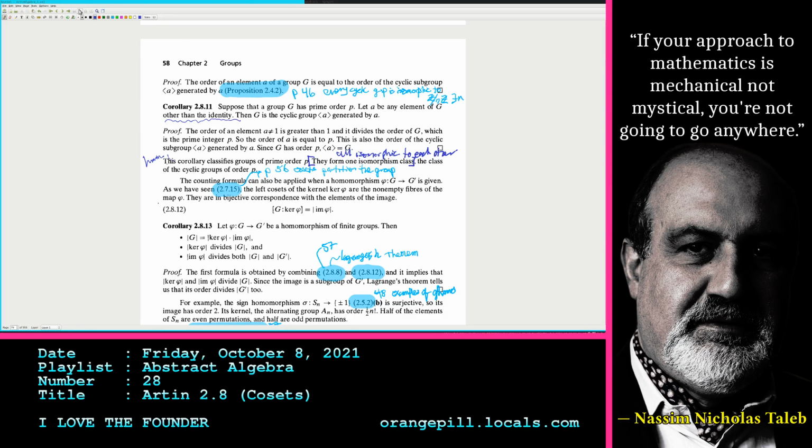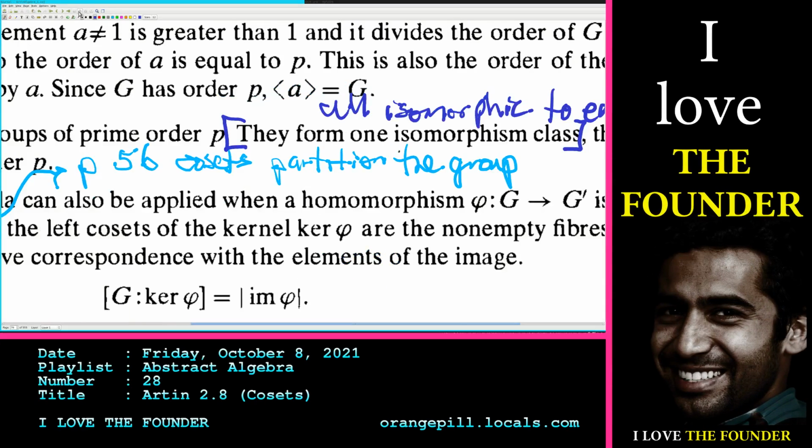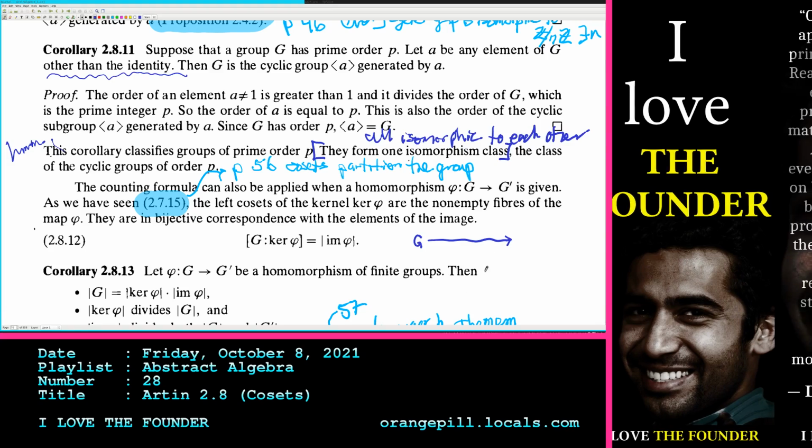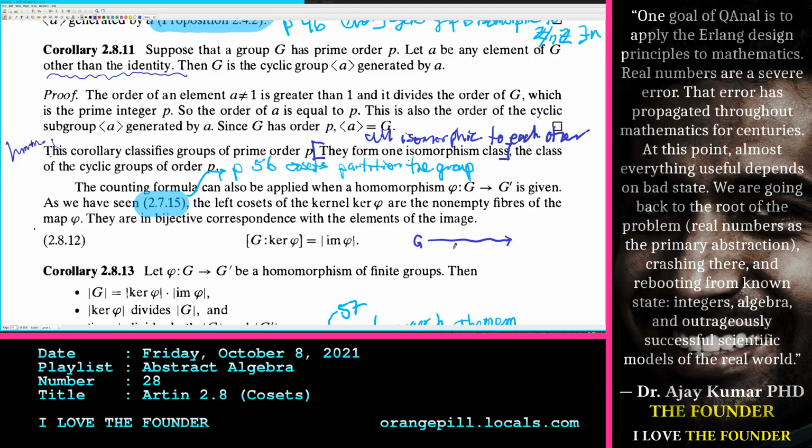So the count here, let me blow it up so you can read it. The counting formula can also be applied when a homomorphism is given. So, right, we saw this: if you have a homomorphism, this is the typical diagram. You have G, and I can't remember exactly how the diagram goes. You have phi to some other group, gamma, let's say.